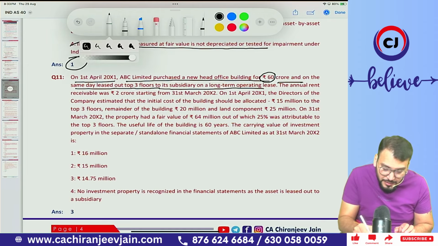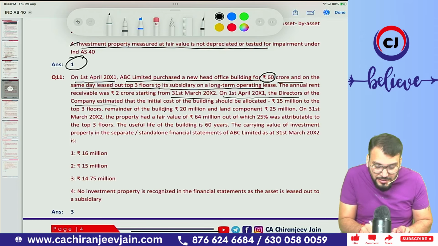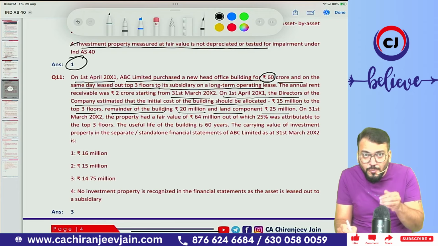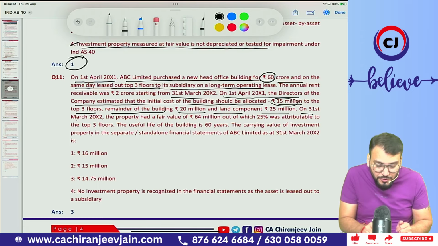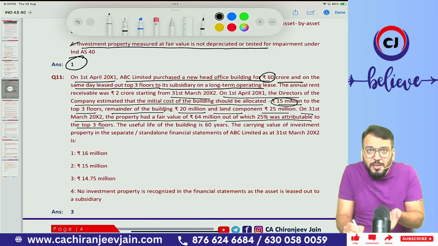Chalega? Yes, sir. On 1st April 2001, the directors of the company estimated that the initial cost of the building should be allocated 15 crore to the top 3-4 floors, the remainder of the building 20 million and land component 25 million. So for investment property, what is the cost price? Because the top 3-4 floors will be classified as investment property, that is 15 million. On 31st March 2002, the property had a fair value of 64 million, out of which 25% was attributed to the top 3-4 floors. But can you say the fair value option is not available for investment property? It is available for property, plant and equipment.